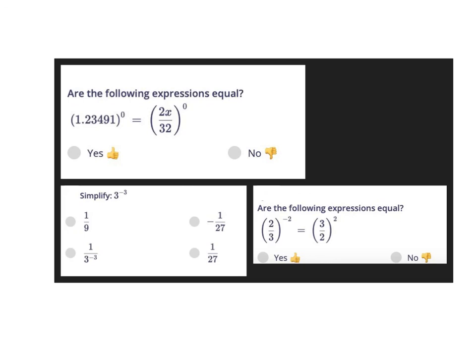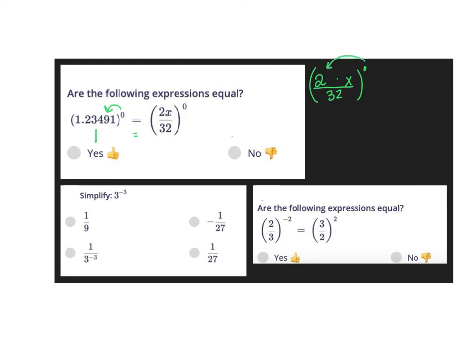Alright, this is the last one here. It says, are the following expressions equal? 1.23491 to the 0th power equals 2 over x divided by 32 to the 0th power. What do you guys think? Well, the first one, this number is going to this whole number, which is just one number. So this equals 1. The second one, we have a lot more terms. It is 2 times x over 32. We're doing all of these to the 0th power.